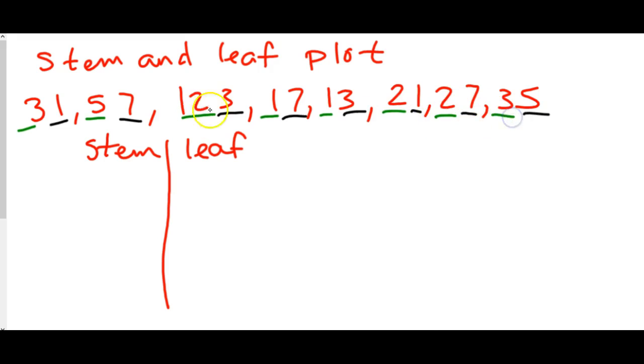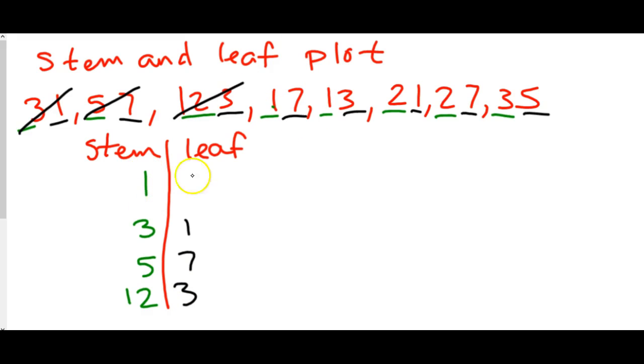So the stem might have 2 digits or 3 digits. Any numbers before the last number is the stem. So if we were to put this on our stem and leaf plot, 31, I'm going to be putting it down a little bit so we have room for the ones that start with lower numbers. So 3, then 1. Stem goes here, leaf goes here. 57. 5, and then 7. 123. 12, and then 3. 17. 1, and then 7.